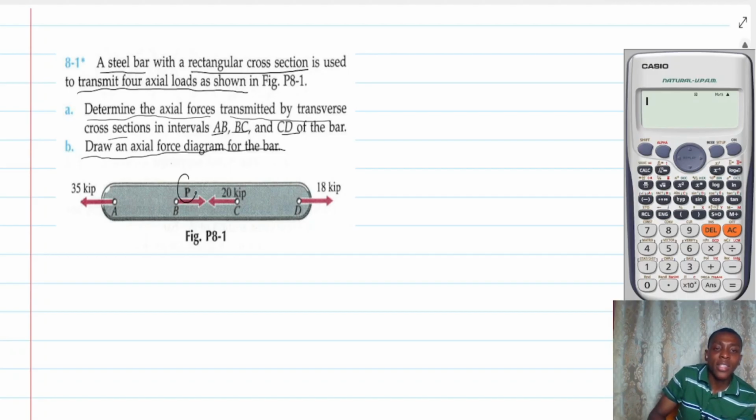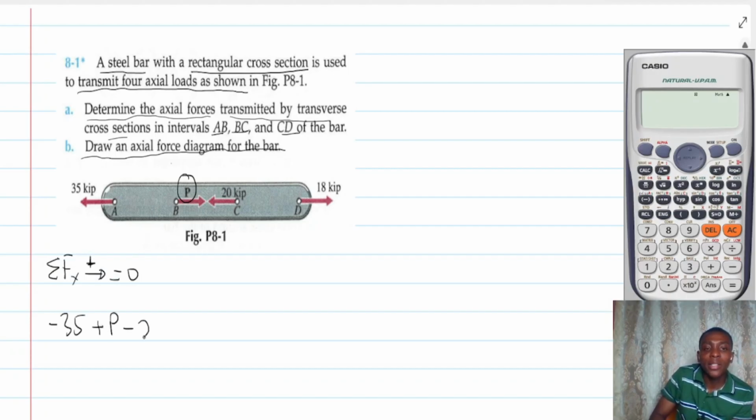Now, don't forget that there is a P here, which we don't know. So let's start by solving for P. We are going to say that the summation of forces along the positive X direction should be 0. So minus 35 plus P minus 20 plus 18 is 0. We are just looking at the sign of the forces.